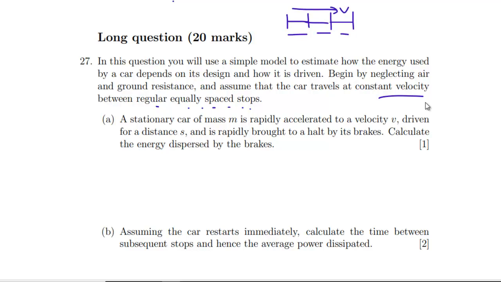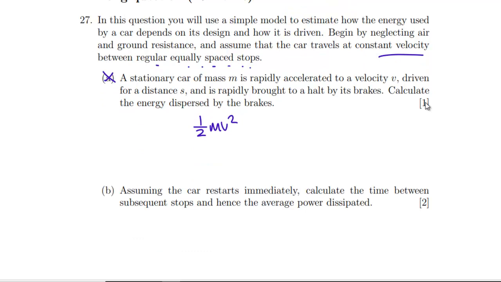A stationary car of mass m is rapidly accelerated to velocity v, driven for a distance s, rapidly brought to a halt by its brakes. Calculate the energy dispersed by the brakes. Well, that's going to be the kinetic energy of the car, so that's just going to be a half mv squared. So you can see why they're only offering 1 mark for that.